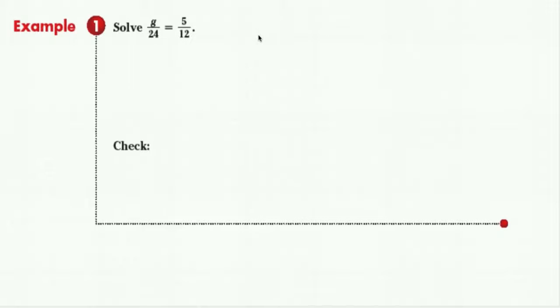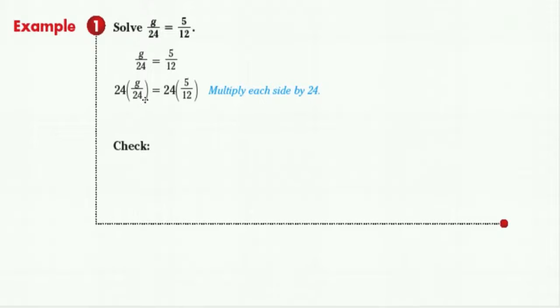Let's take a look at example number 1 and see how that property works. We're asked to solve g over 24 equals 5 over 12. Just like I've been telling you every single time, the first thing you need to do is copy the problem down: g over 24 equals 5 over 12. If you recall, in order to solve for the variable g, we need to isolate g on one side of the equation. That means we need to undo the 24. Using the multiplication property of equality, we simply multiply both sides of our equation by 24.